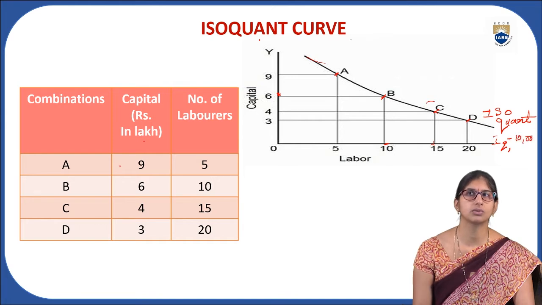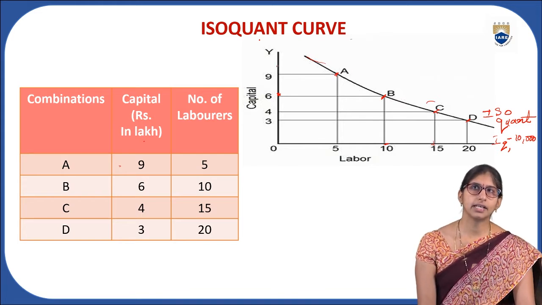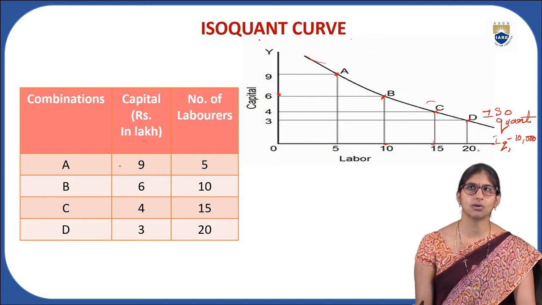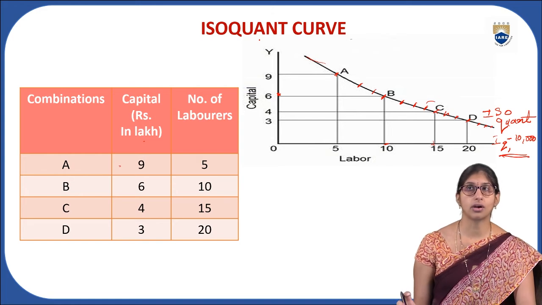Only 10,000 units we are going to get, for example. So when we consider any combination of capital and labor, it will give us only 10,000 units of product. Here we have plotted A, B, C, D. We can also plot some more points anywhere on this graph. Any combination of labor and capital will give us only 10,000 units of output. That is what this isoquant curve says.